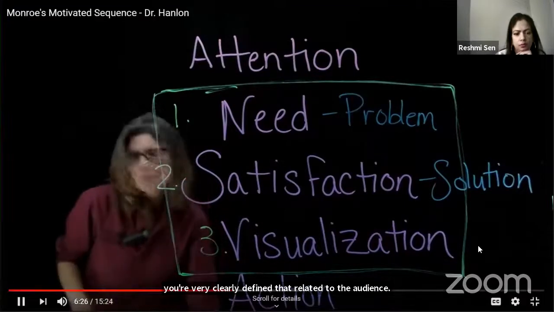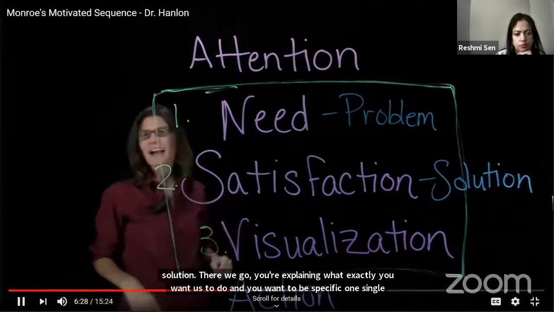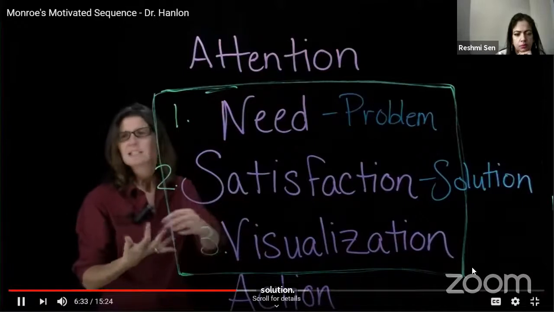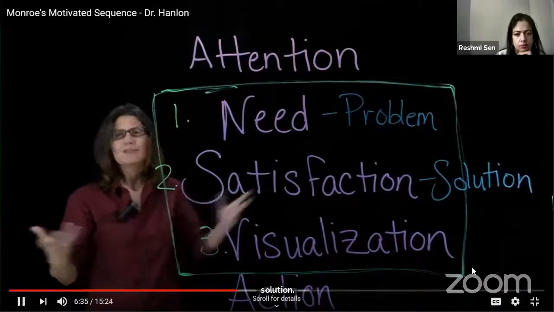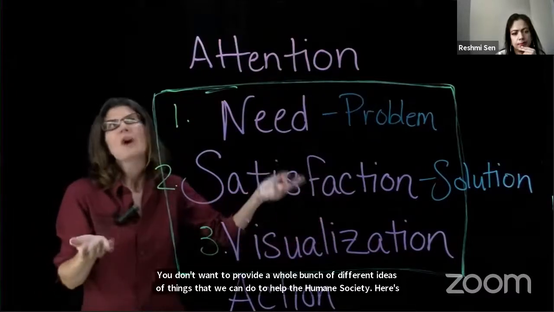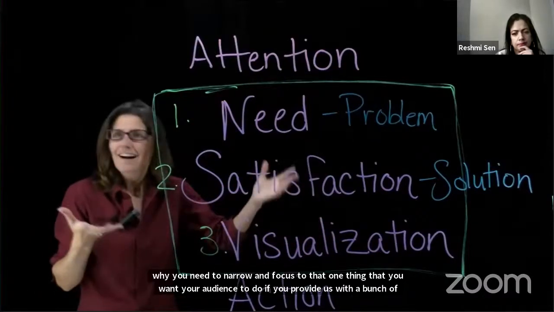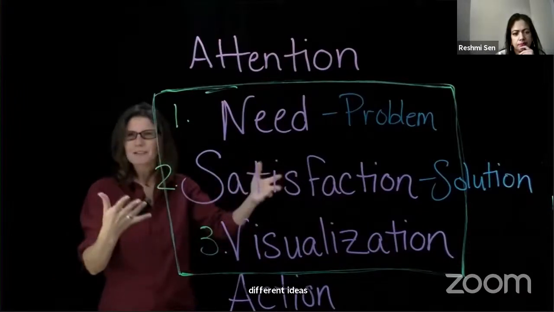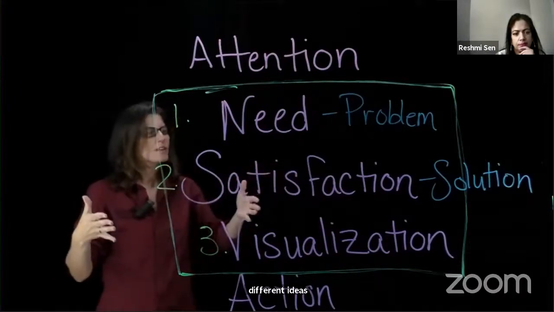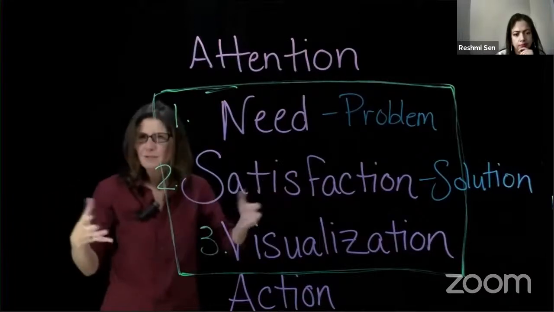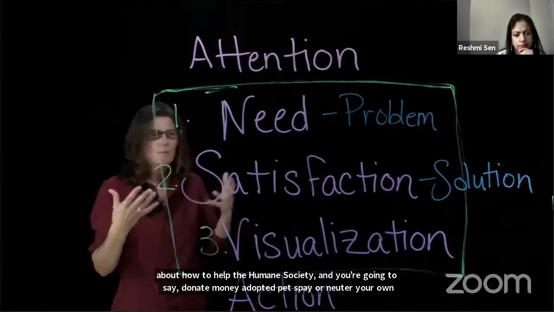You need to narrow and focus to that one thing that you want your audience to do. If you provide us with a bunch of different ideas about how to help the Humane Society, maybe you're going to say donate money, adopt a pet, spay or neuter your own animals. Those are all great ideas, but nobody's going to do them. Okay? I should say nobody. A lot of people aren't going to do them if you provide too many solutions. So when we're talking about the solution, you want to make sure it's nice and narrow. You want to make sure that it applies to the audience, that everybody in the audience can do this. And it relates to us. It's something practical that we can do.